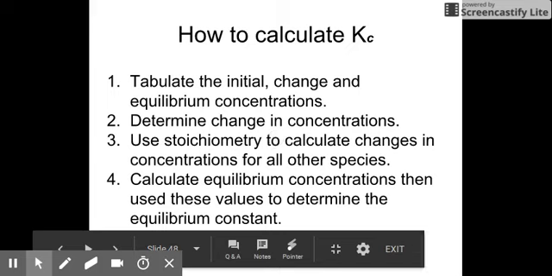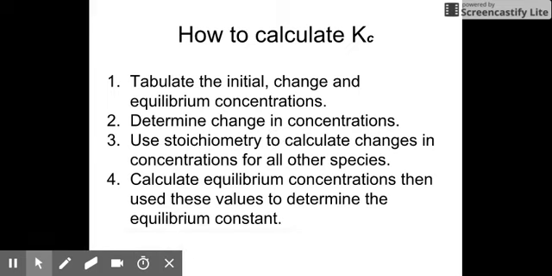Hi! For this video, we're going to learn how to calculate the value of the equilibrium constant. Now, on your screen, you see the steps that you need to follow to organize the process of solving for your equilibrium constant. The first one is you tabulate the initial, change, and equilibrium concentrations of both the reactants and the products.